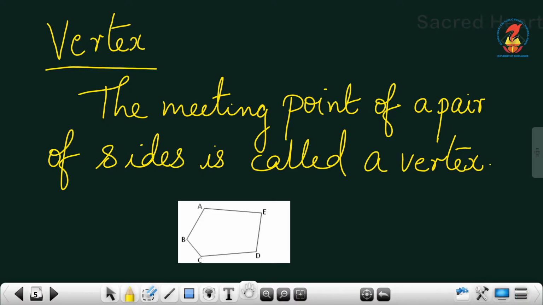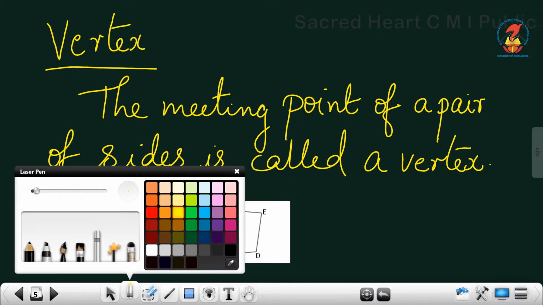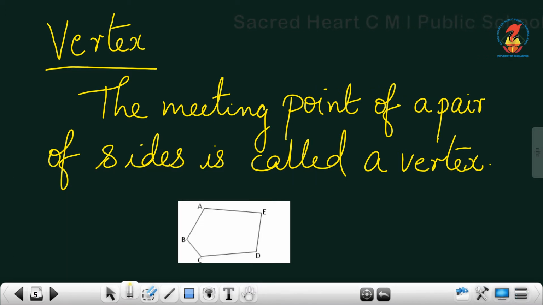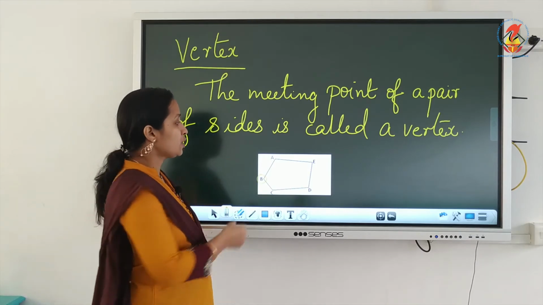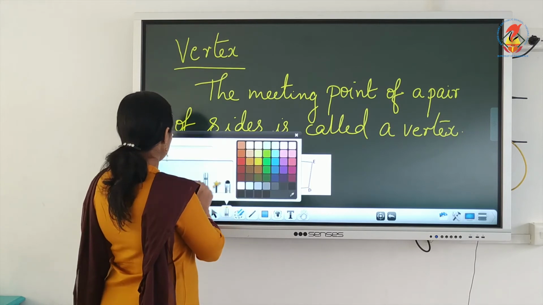Vertex. The meeting point of a pair of sides is called a vertex. That means the meeting point of a pair of sides. This side and this side are meeting at this point, is it? So, this is a vertex. Like the same way you can say this side and this side are meeting at a point. This is a vertex. This is a vertex. Or you can say the corners or the corner points. Okay. So, which are the vertices here?